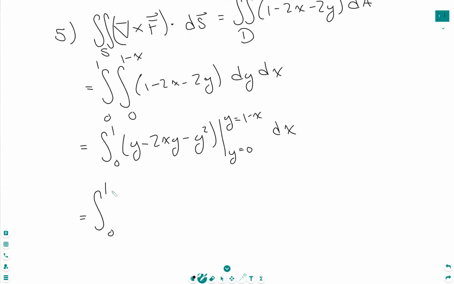We get the integral from 0 to 1 of 1 minus x, minus 2 times x times 1 minus x, minus 1 minus x squared, dx.